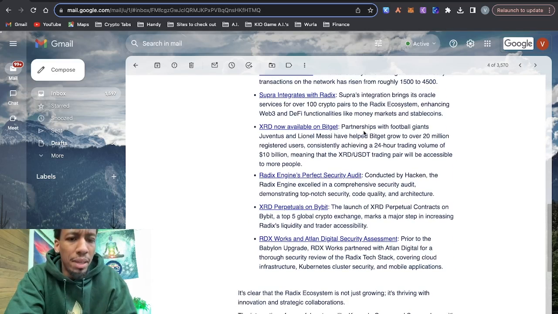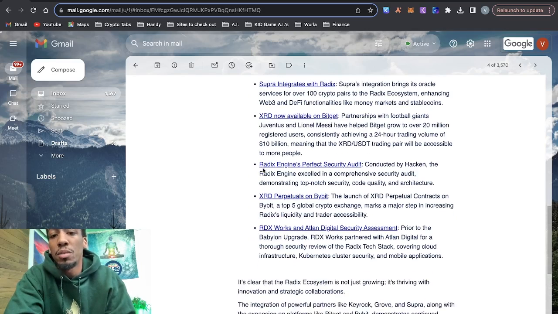XRD is available on BitGet. So partnerships with the football giants Juventus, if I said that right, and Lionel Messi have helped beget growth to over 20 million registered users, consistently achieving 24-hour trading volume of 10 billion, meaning the XRD USDT trading pair would be accessible to more people.